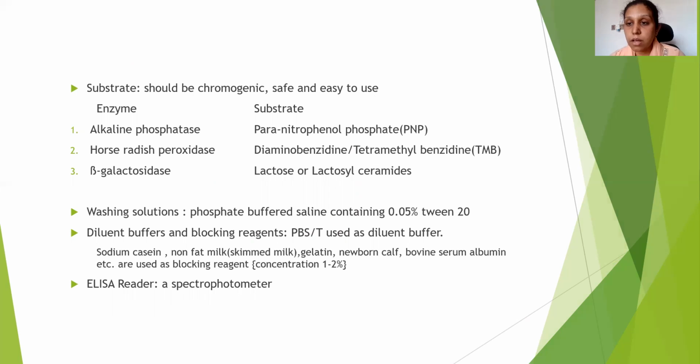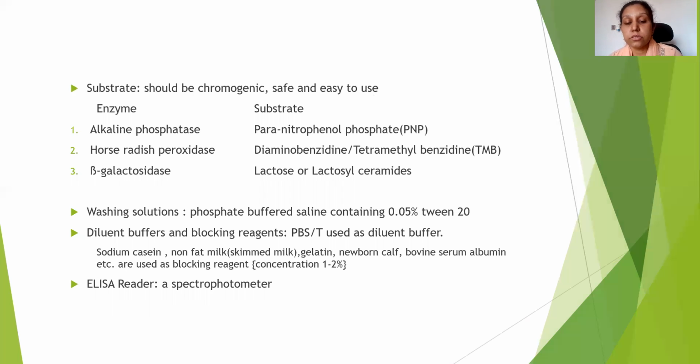So we have to have a solid base, a plate, on which we are going to perform the test. We have to have a monoclonal antibody, and we have an enzyme and a substrate. For the enzyme alkaline phosphatase, the substrate is para-nitrophenol phosphate. For horseradish peroxidase, it is TMB. For beta-galactosidase, it is lactose or lactosylceramide. So according to the enzyme, the substrate is used.